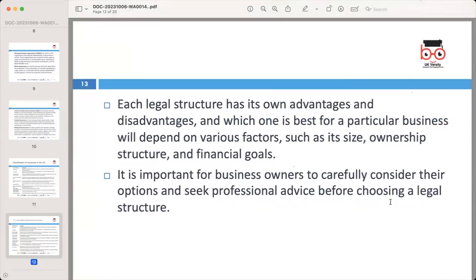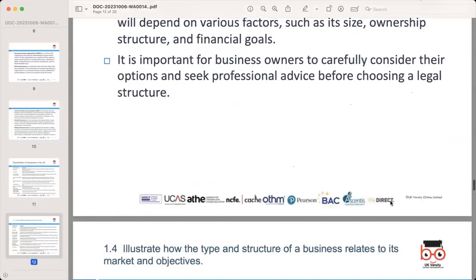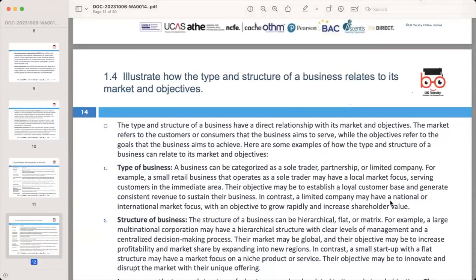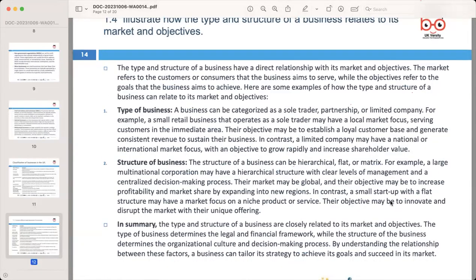So each legal structure has its own advantages and disadvantages, and what is best for a particular business will depend on various factors such as size, ownership structure, and financial goals. So it is important for business owners to carefully consider their options and seek professional advice before choosing a legal structure. So type of businesses, again, is in some points repeating things as well.